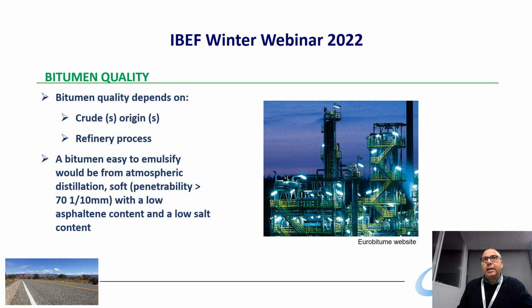Bitumen quality depends on crude's origin and refinery's process. A bitumen easy to emulsify would be from atmospheric distillation, soft, with a low asphaltene content and a low salt content. But, unfortunately, it's not always the case.